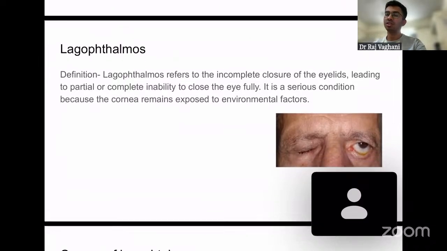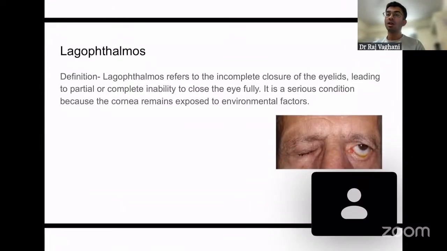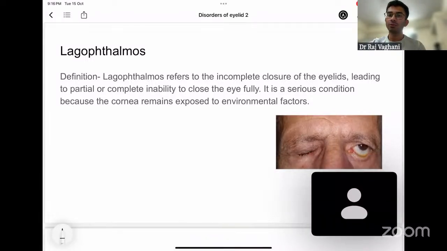This is a very important question that has been asked in your previous university exams very frequently. It is also important because you will encounter this problem quite frequently in your clinics. Lagophthalmos refers to the incomplete closure of your eyelids. So you cannot completely close your eyelids, leading to a partial or complete inability to close the eye fully. It is a serious condition because the cornea remains exposed to the environmental factors.